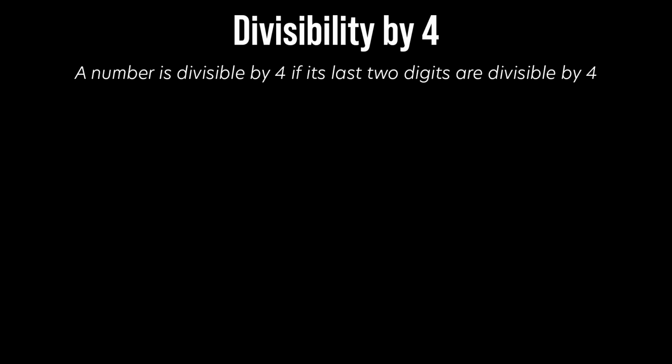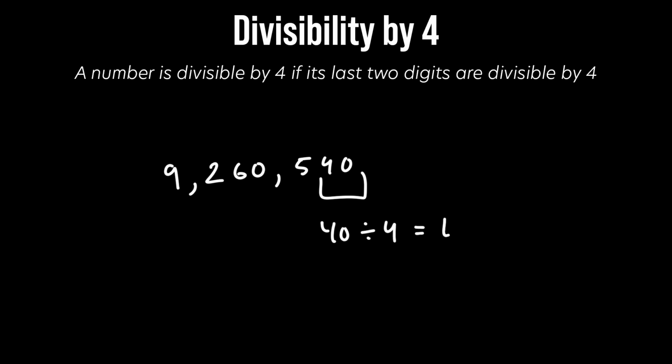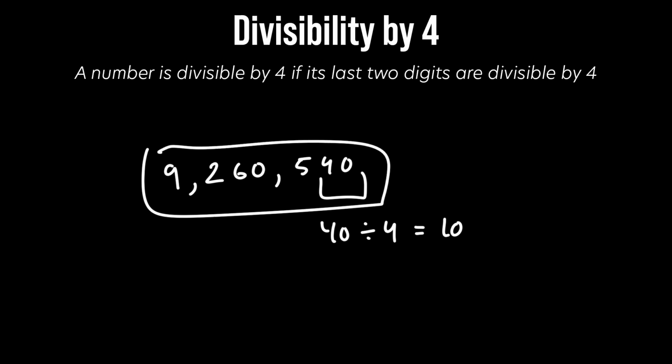So what we can do is take a crazy number like 9,260,540, and we take the last two digits, 40, and we know 40 is divisible by 4, which is 10, and that works. So the entire number we know is divisible by 4.